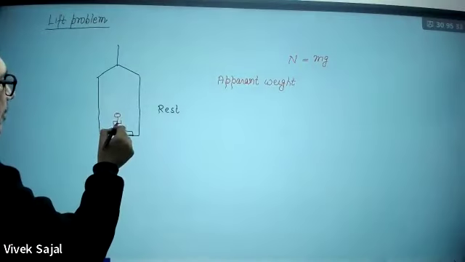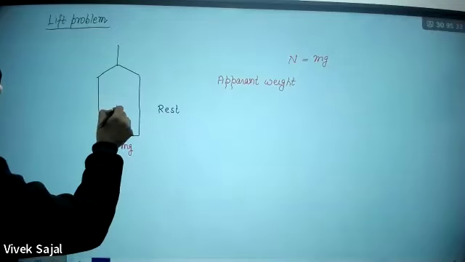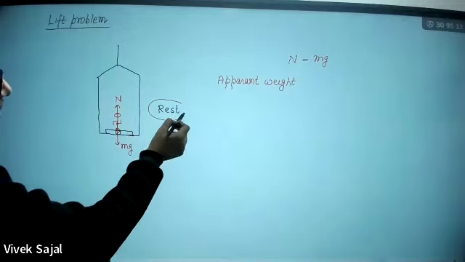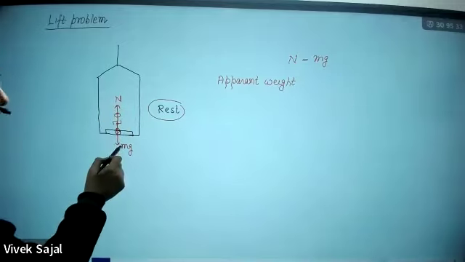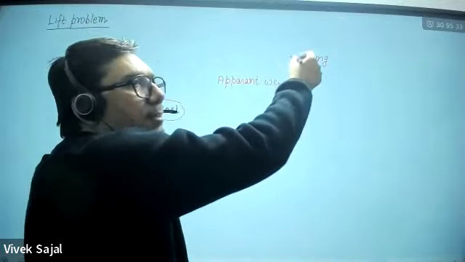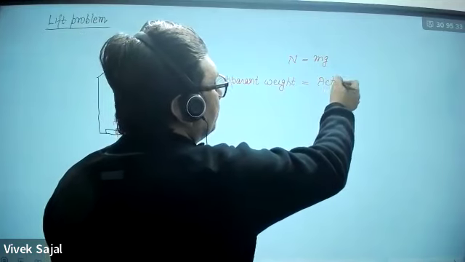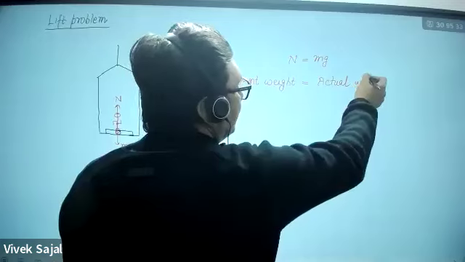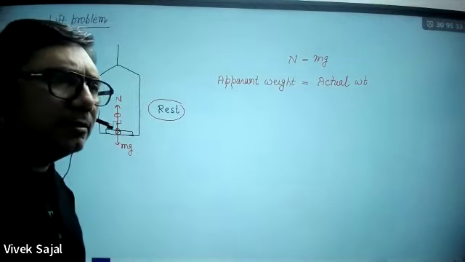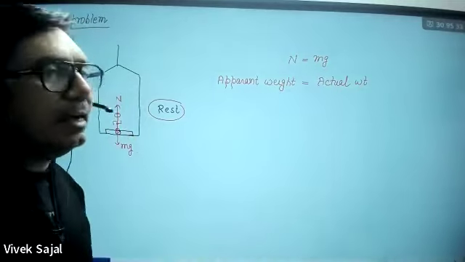Because the weight of this person is acting downward as mg, and this lift is going to exert the normal reaction N. Because the lift is at rest, N is going to balance mg. So N will be mg. This is the reading that this weighing machine is going to show. So the apparent weight is actually the actual weight in this case. There is no problem here. The lift is at rest. This is a very normal situation as we observe on the earth, and the machine gives the actual weight.